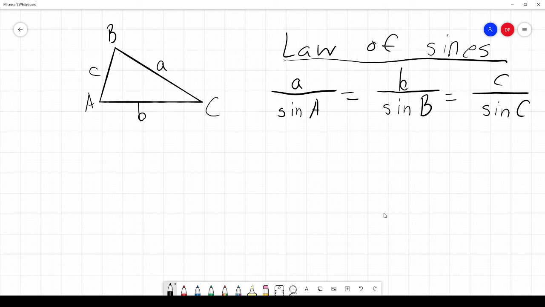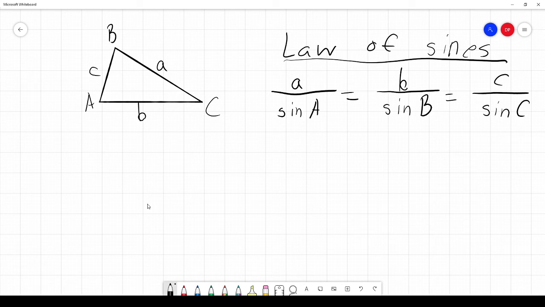Eventually we'll be proving this, probably next week, but for right now I'm just introducing it. Notice on top they're all lowercase letters because we're using lowercase letters for the side lengths. The uppercase letters are representing the angles. You can use this to do what we call solving triangles.